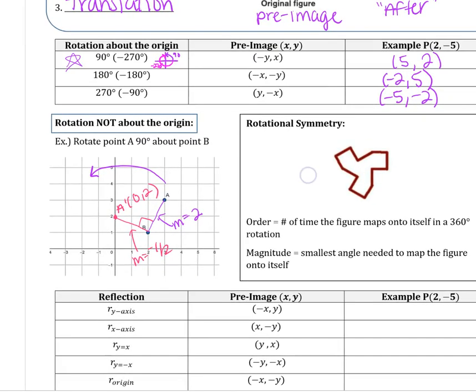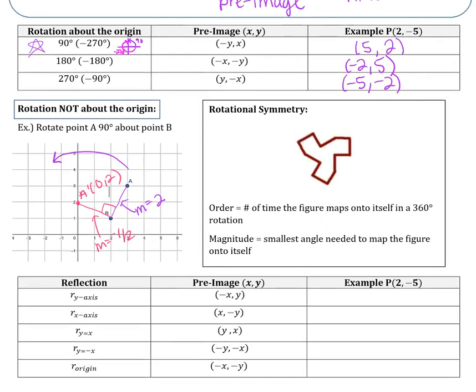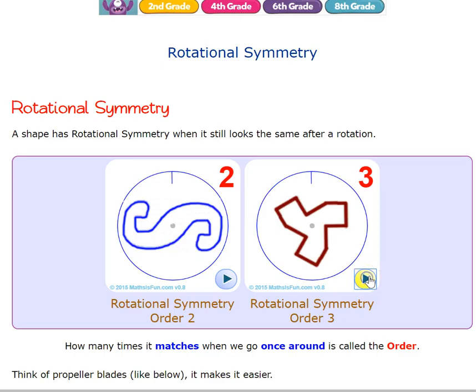All right, one other thing about rotational symmetry, a couple things to know are order and magnitude. The order is the number of times a figure maps onto itself in 360 degrees. Magnitude is the smallest angle it takes to map that first time. So in order to do this, I have a little video, so 1 second. Okay?